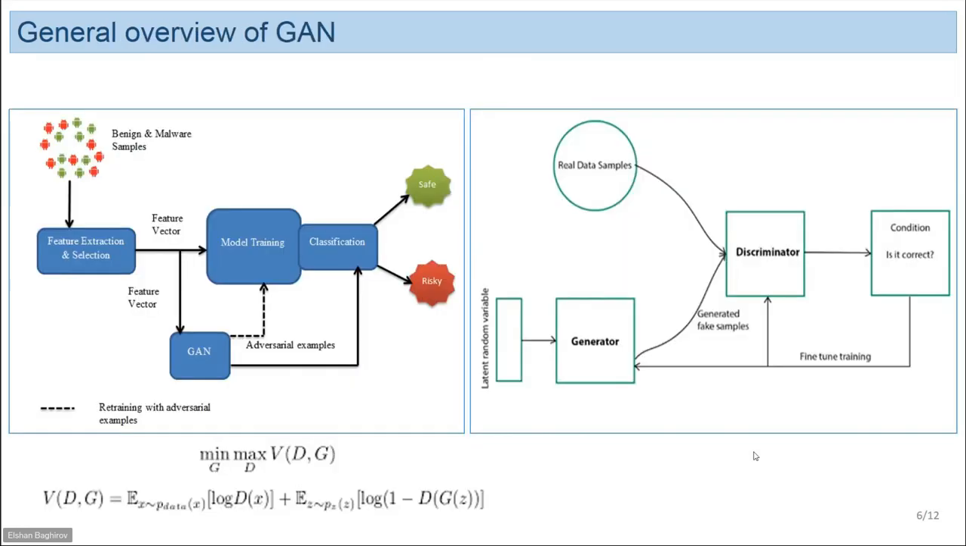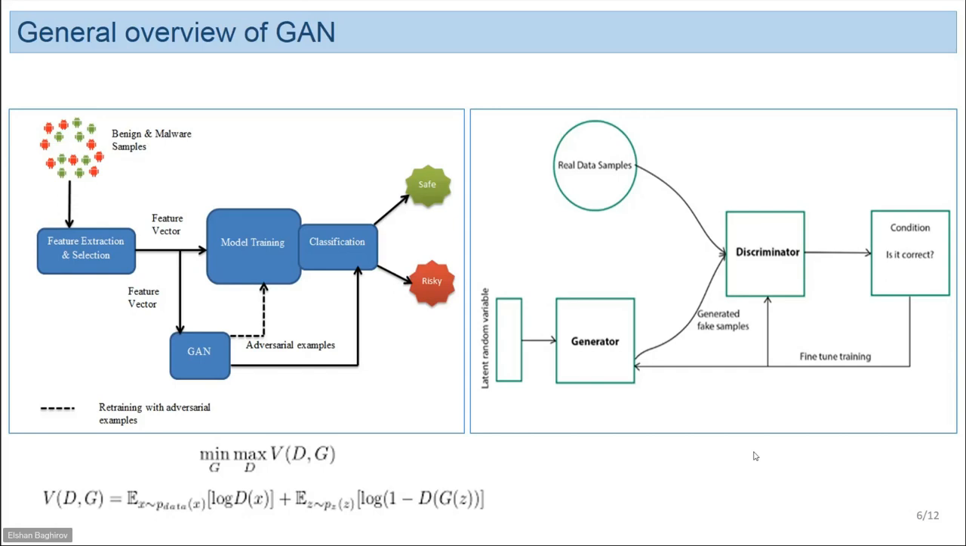A brief overview of generative adversarial networks-based malware detection is presented on the left side. And the main structure of generative adversarial networks is shown on the right side. The main objective of generative adversarial networks is to acquire knowledge about the probability density function and make estimates about the distribution of the training dataset.